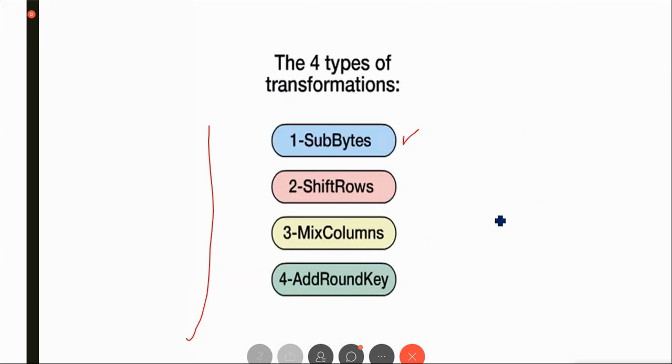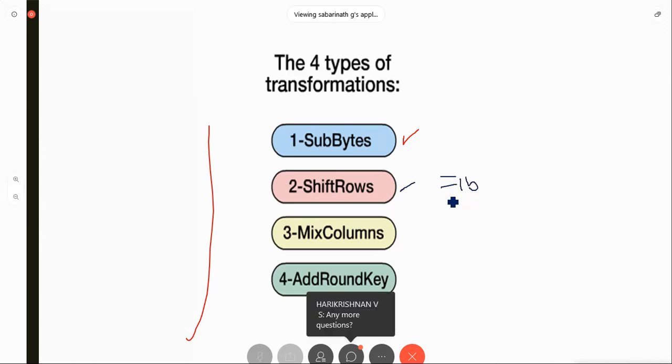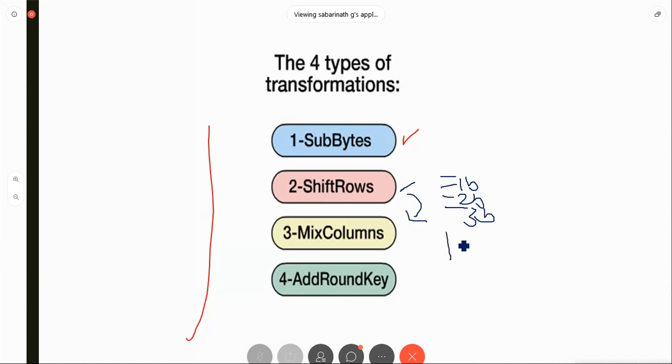Substitution by bytes, called SubBytes. ShiftRows is a row-wise operation. The first row is kept constant, the second row is shifted by 1 byte, the third row by 2 bytes, the fourth row by 3 bytes, right? After that you have MixColumns. It is a column-wise operation. So you pick up the first column and multiply it with a standard Rijndael matrix.